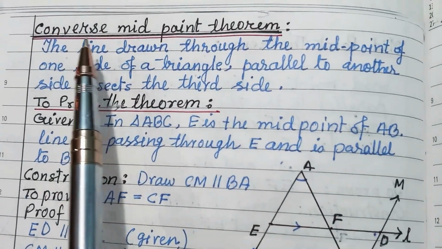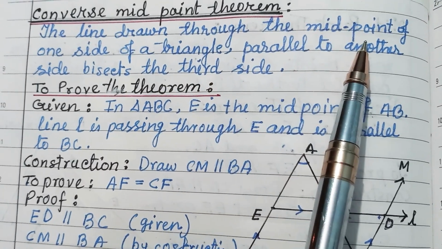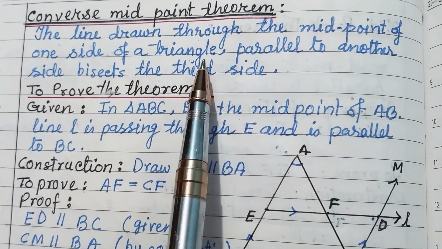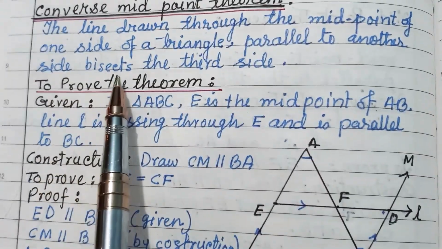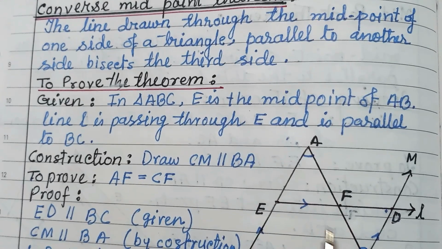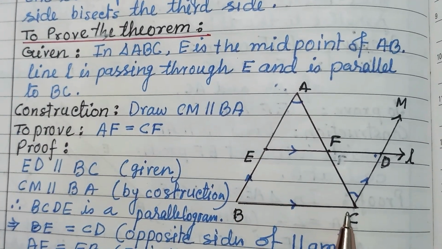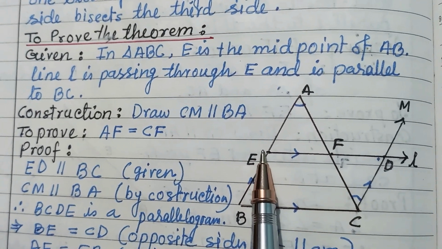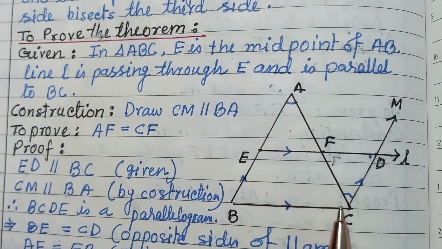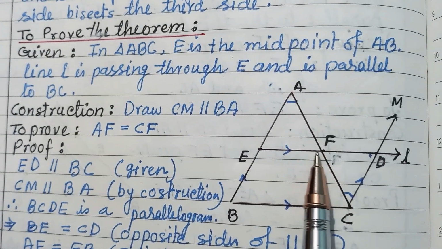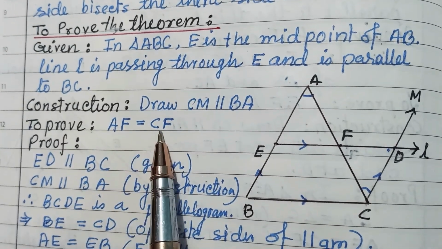Now the converse of the midpoint theorem. The line drawn through the midpoint of one side of a triangle, parallel to another side, bisects the third side. Now E is the midpoint of side AB of triangle ABC. A line passing through E and parallel to BC intersects AC at F. We have to prove F is the midpoint of AC, that is, AF is equal to CF.